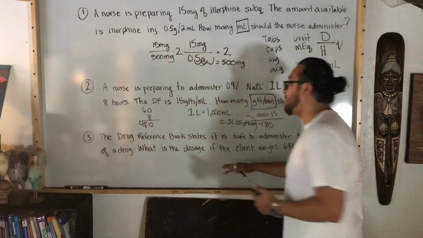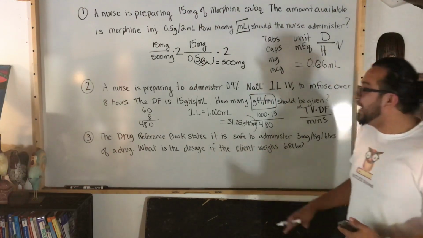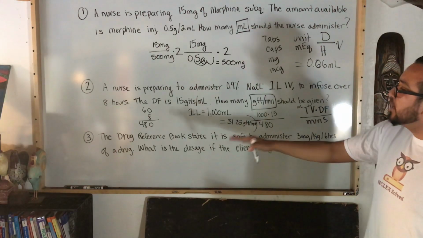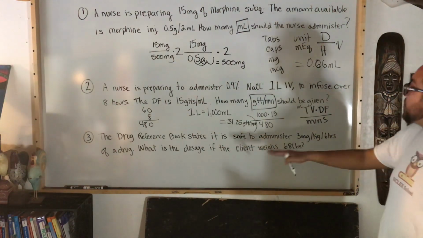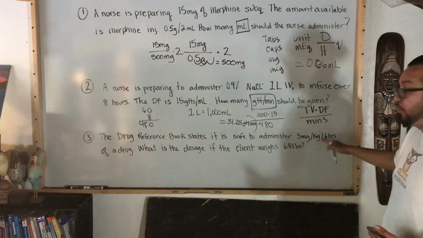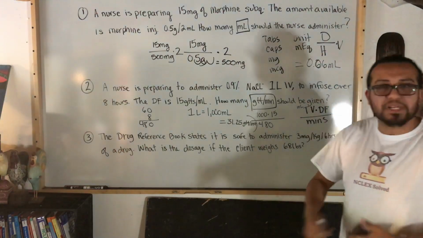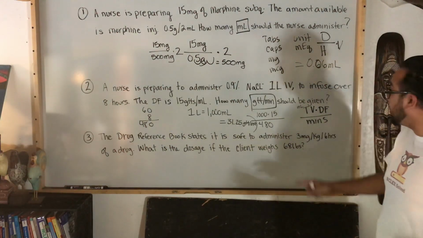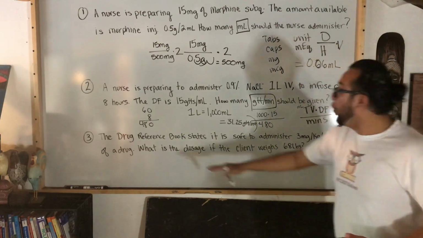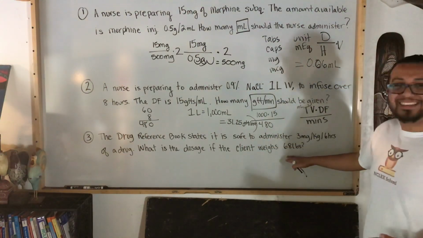And then for the last question, this is usually a little bit tricky because students get really confused. So let me try to attack this question so I can clear some things up for you guys. So it states, the drug reference book states that it is safe to administer 3 milligrams per kilogram for every 6 hours of a particular drug. I'm not going to put any drugs up there, just any drug. So it's saying that it's safe to give 3 milligrams per kilogram every 6 hours. What is the dosage or the safe dosage if the client weighs 68 pounds?